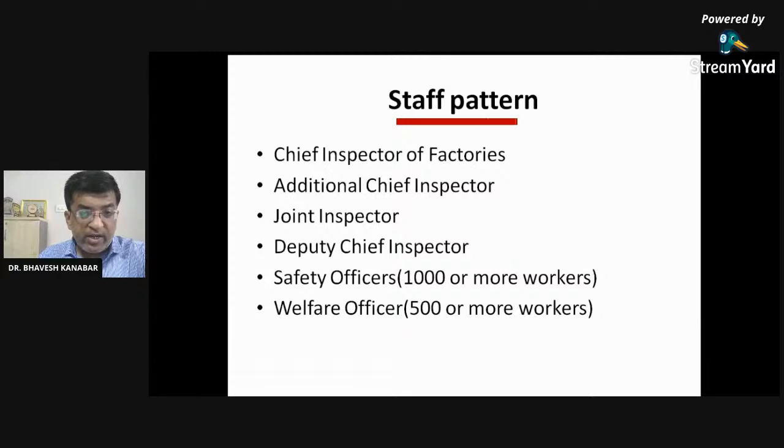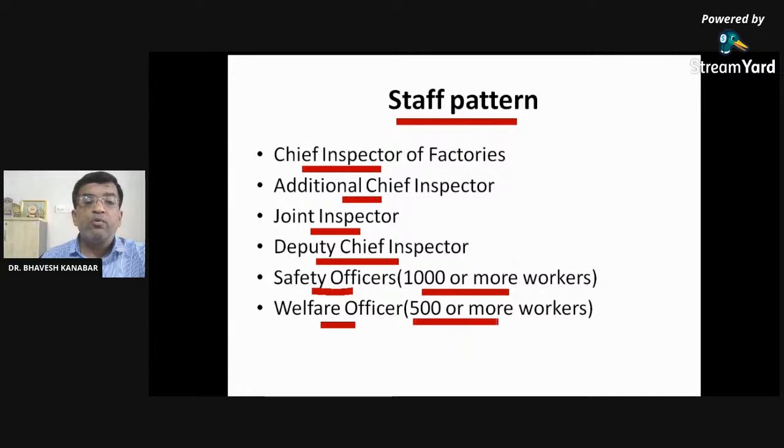Here in the Factory Act, there are some inspectors who look after it: the chief inspector of factories, additional chief inspector, joint inspector, and deputy chief inspector. There is one safety officer for each 1,000 or more workers, and a welfare officer for 500 or more workers. This is the staff pattern where the Factory Act is applicable.